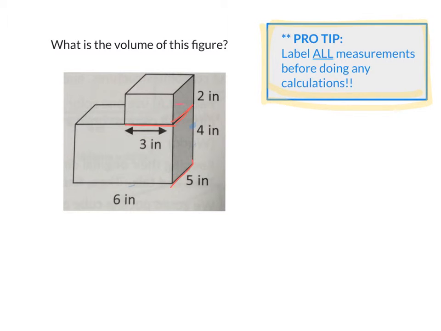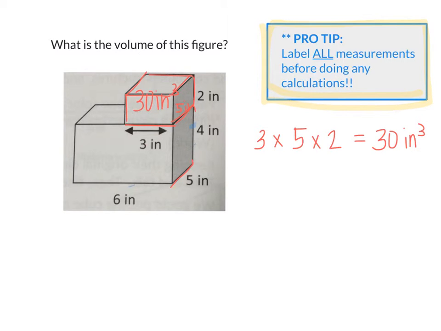So this is what I mean by labeling. Label it right there. Okay? And we need the height, 2 inches. So can we find the volume of this top rectangular prism? Yeah, we do it by doing 3 times 5 times 2. What's 3 times 5? 15. Times 2? 30. What kind of units do we use? Cubic inches. Good. So we know the volume of this top part is 30 cubic inches.